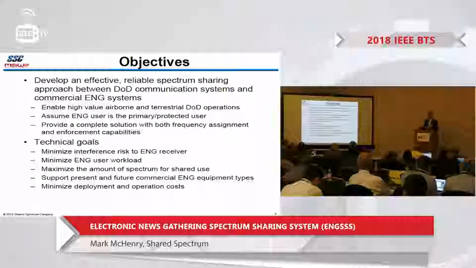So the objectives of the project that we won from DoD is to come up with a reliable, effective sharing scheme between ENG and DoD. And we actually focused on the hardest DoD problem, which is the airborne fast movers. They cover large areas and they come and go. But there's some easier DoD systems. We kind of just skipped those. Our project focused on the hard.